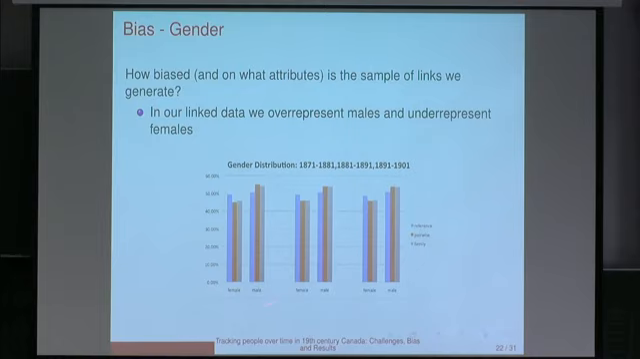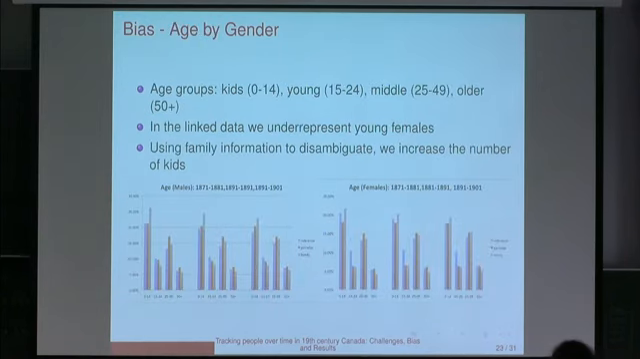What you can see here is that if you're looking at males, it's just by gender. You can see that we overrepresent males in our data, and we underrepresent females in the link data. When you're looking at age groups, you can see again a correlation with the previous one, that we underrepresent young females. Okay? And using family information, we increase the number of kids.